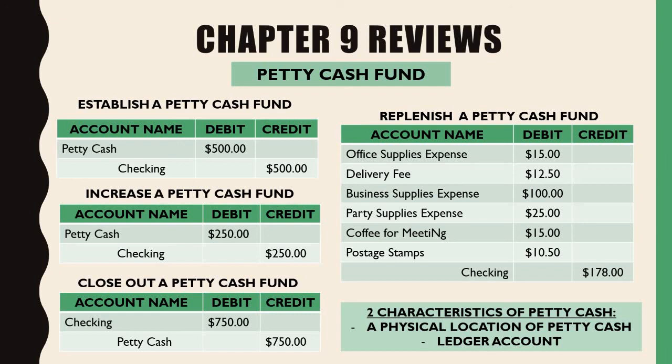We never directly take it out from the petty cash. We only look at the receipts, determine what expenses were incurred, and we just write a check for the total amount of receipts. Another key factor is that there are 2 characteristics of it. You need a physical lockbox, and you need to create a general ledger account for it.